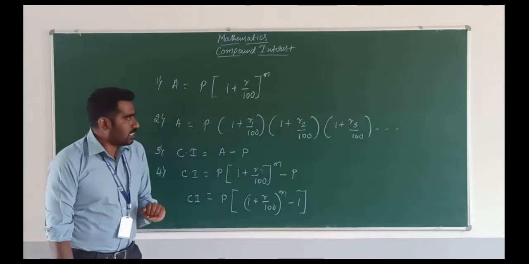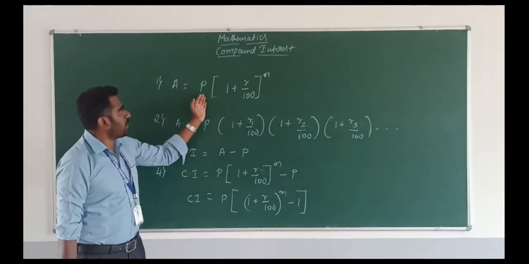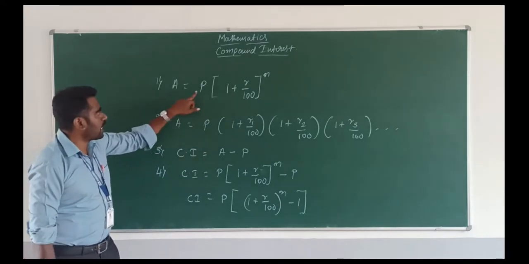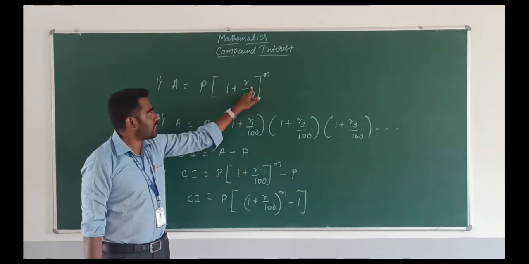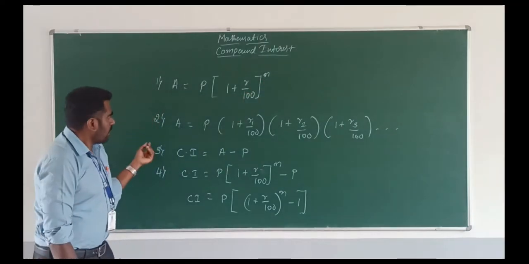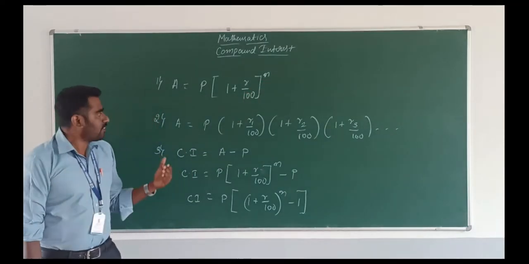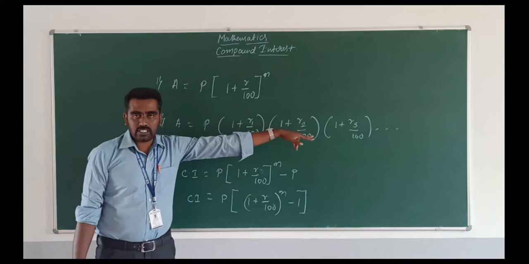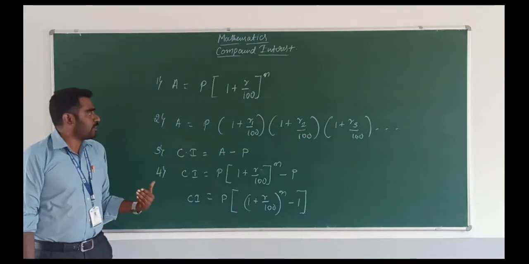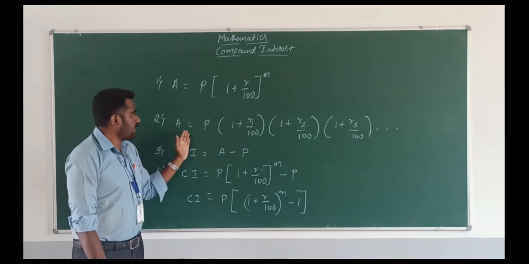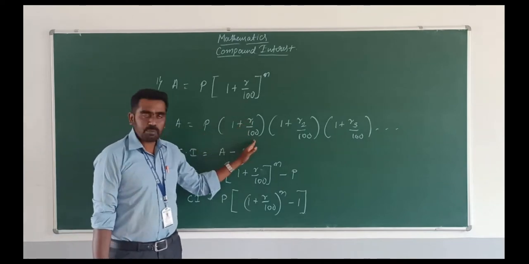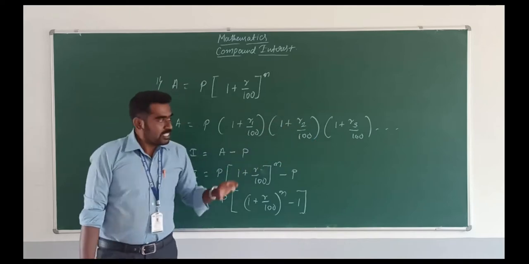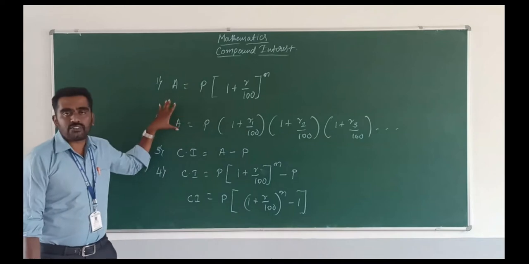In total we have four formulas. The first formula is A is equal to P of 1 plus R by 100 whole to the power n. Here A stands for amount, P stands for principal, R stands for rate of interest and n is the number of years. In case the rates are different for the successive years, we take the rates as R1, R2, R3. So if different rates are given, we have to use this formula: A is equal to P into 1 plus R1 by 100 into 1 plus R2 by 100 into 1 plus R3 by 100. The first two formulas are used for finding the amount.